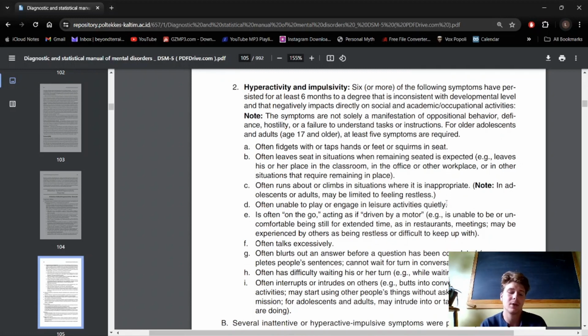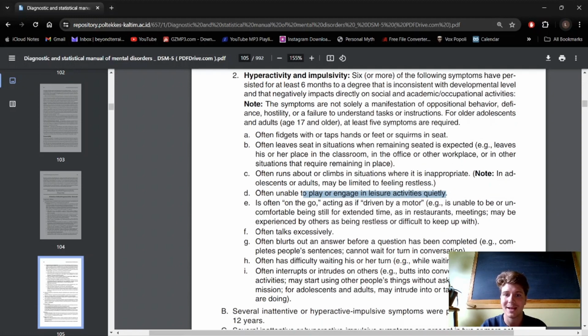The other thing is, are we asking too much of these kids here? Like, unable to play or engage in leisure activities quietly. Why does a kid need to be quiet? Right? This is completely based on social norms. There is no objectivity here. It's based on social and cultural factors. This is an unscientific document, completely unscientific, backed by absolutely no science, of course, because all of these criteria are completely subjective. There's no way that you could tell me that this is objective in any respect.